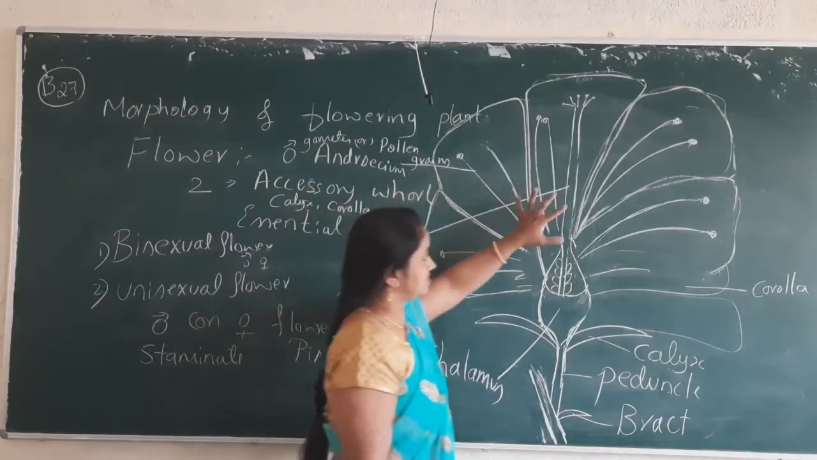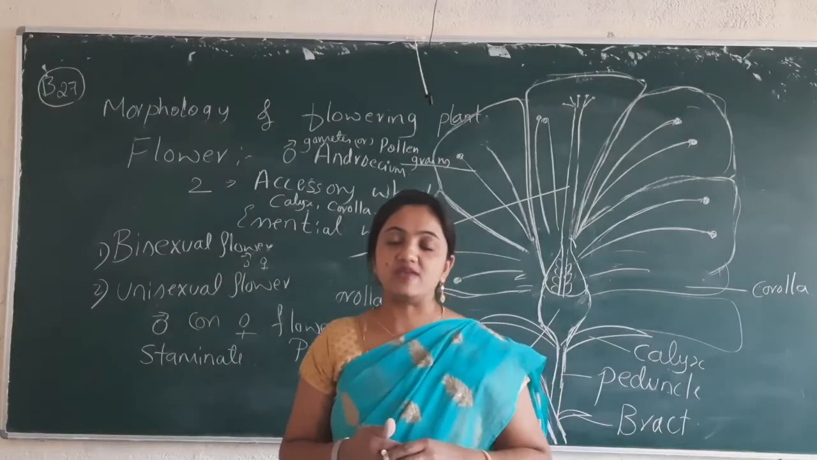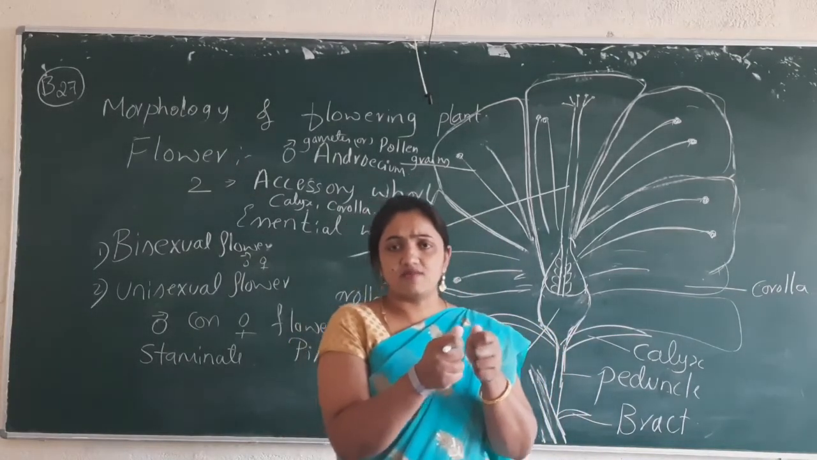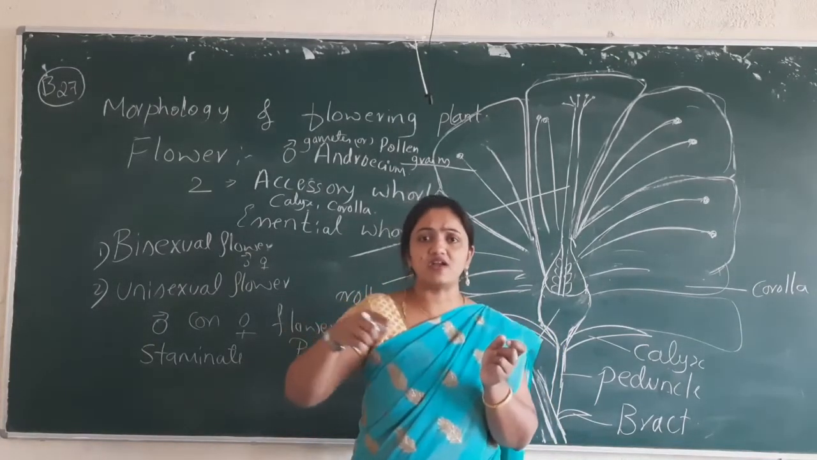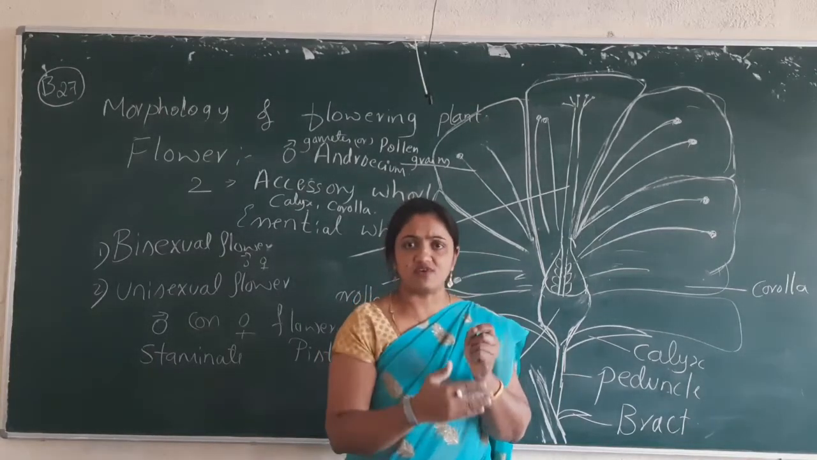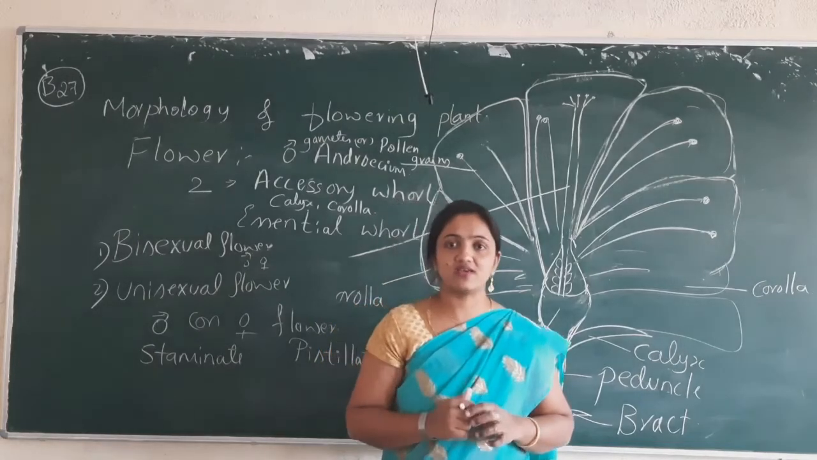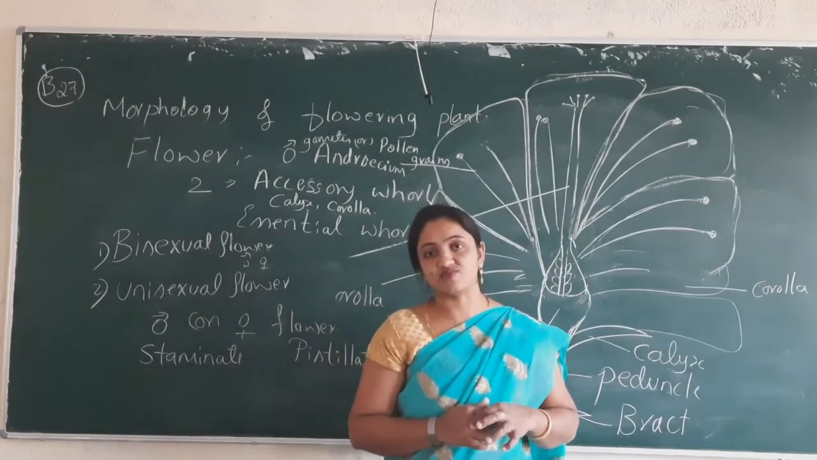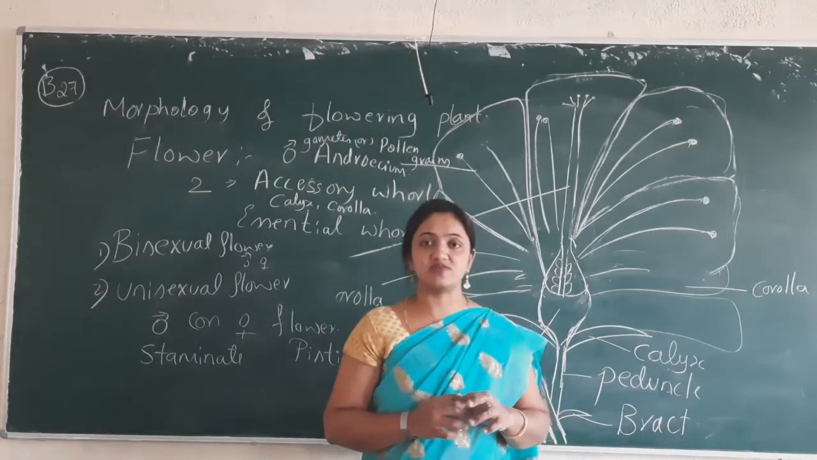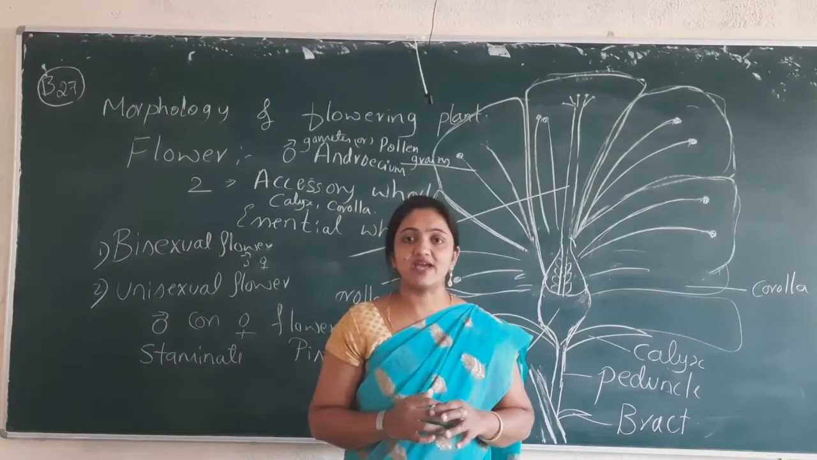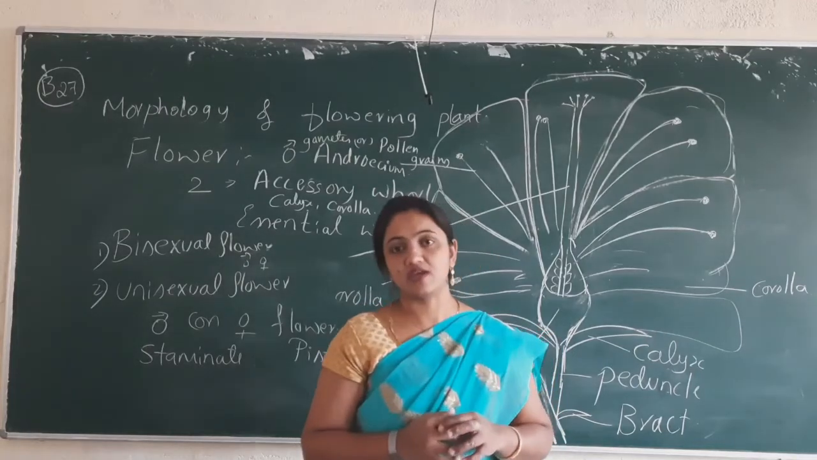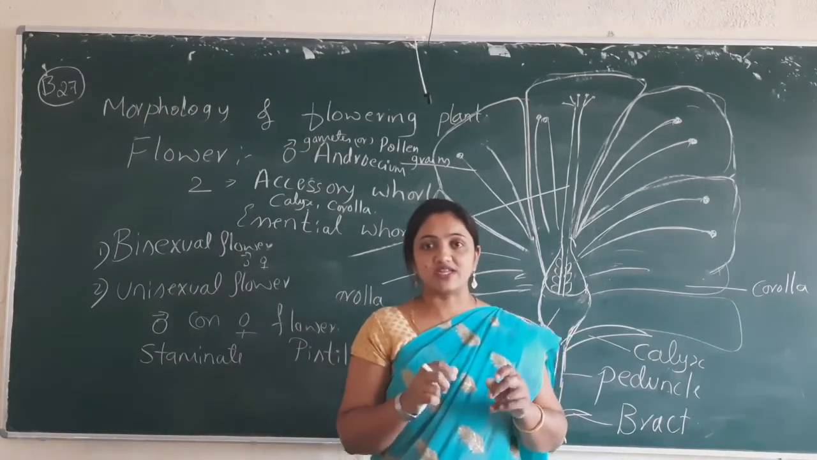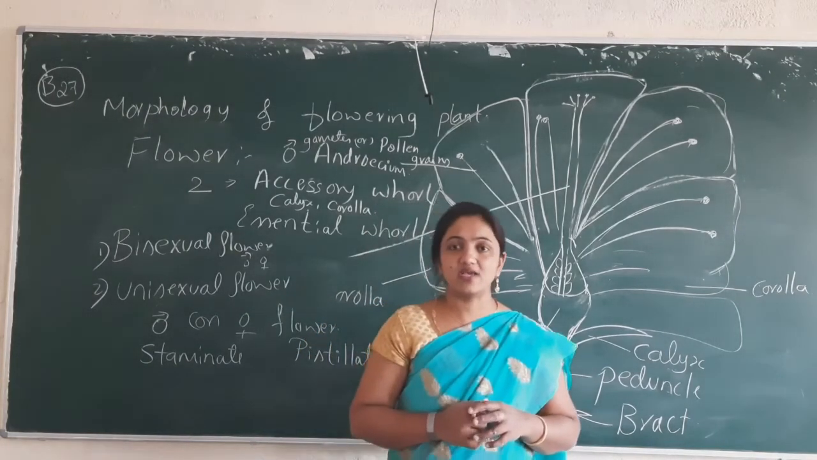Just imagine the hibiscus flower. The hibiscus flower has symmetry. If you take the central axis, or cut that flower from any part, you will get two equal halves. Unlike in the kingdom Animalia, we saw bilateral symmetry and radial symmetry. Radial symmetry means any plane can cut the animal into two equal halves. But bilateral symmetry means particularly one plane can cut the animal and make it into two equal halves. That type of symmetry is known as bilateral symmetry.